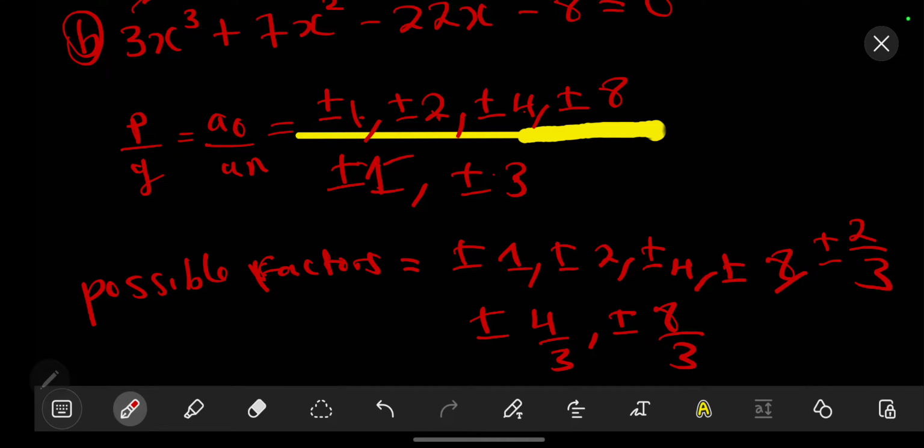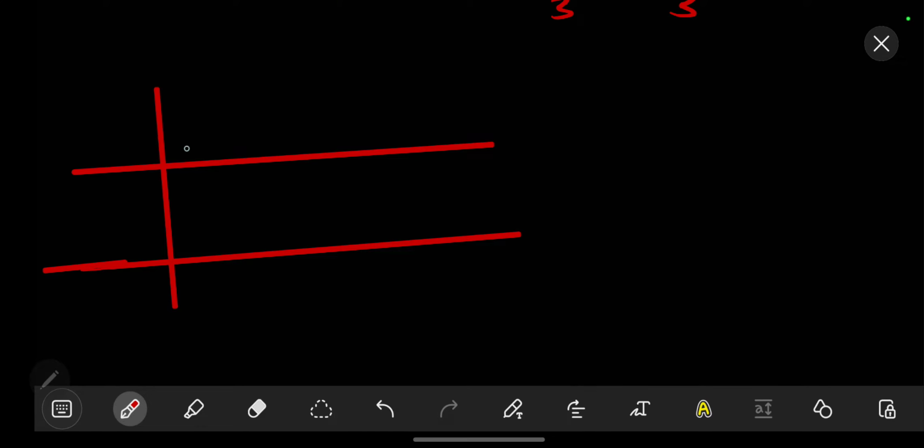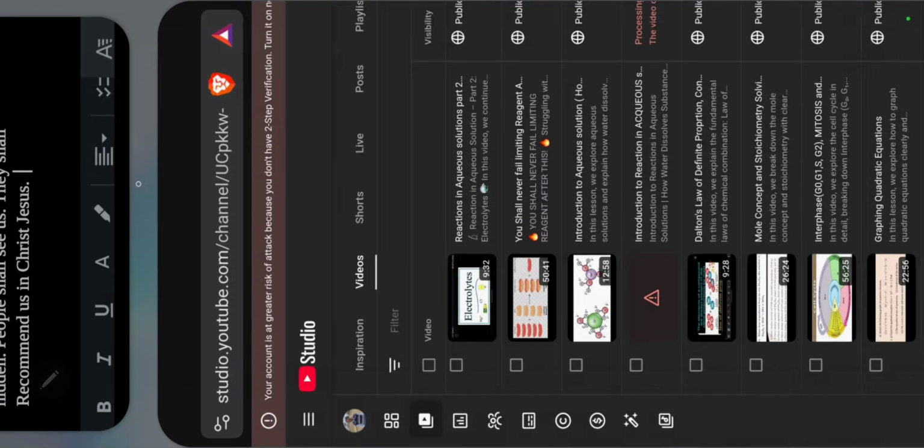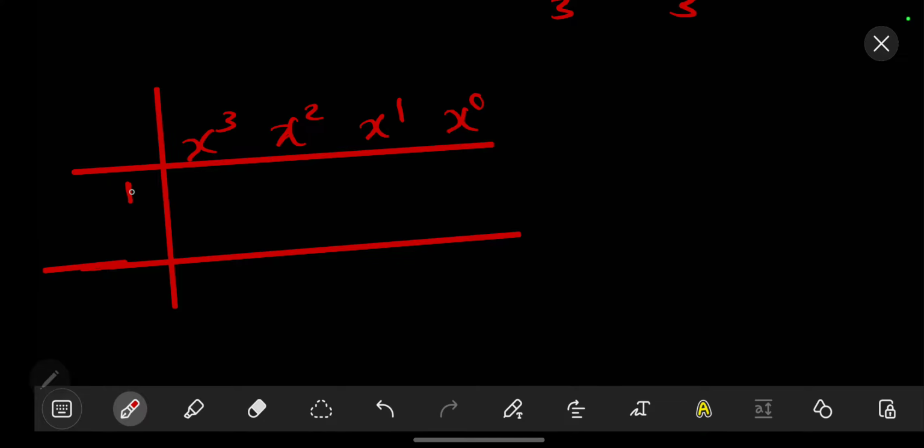So let's get into it. Let's try a positive 1 and see whether it's a factor or not. So it's still power 3. So we are going to have x to the power 3, x to the power 2, x to the power 1, and x to the power 0, like that. Then let's try our positive 1. So we are going to put a positive 1 there.